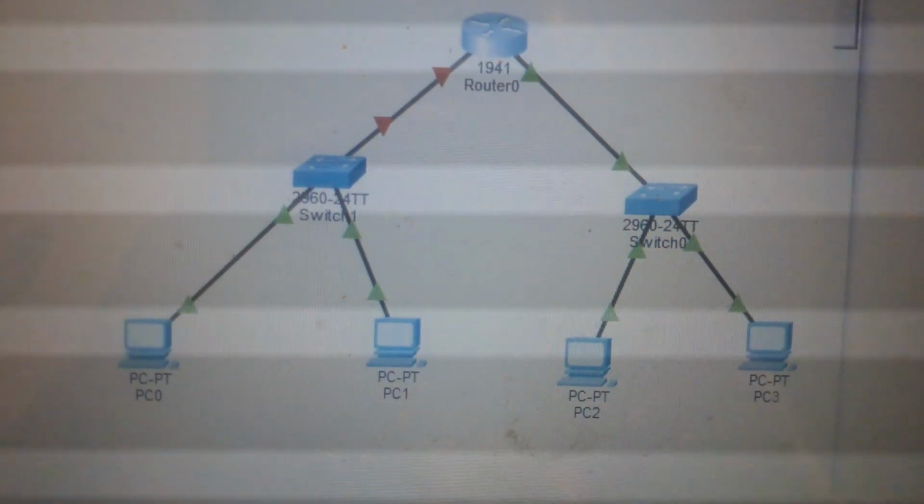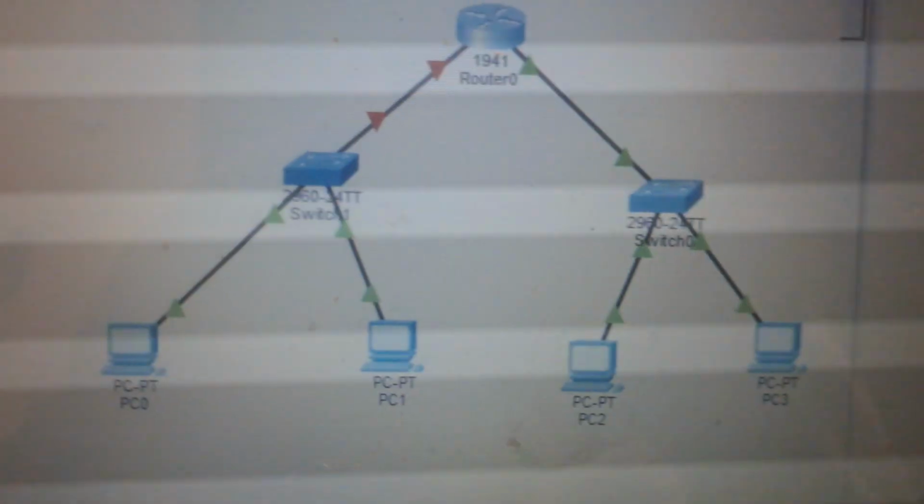You already know what the router does, it controls things. You already know what the switch does, just the port.